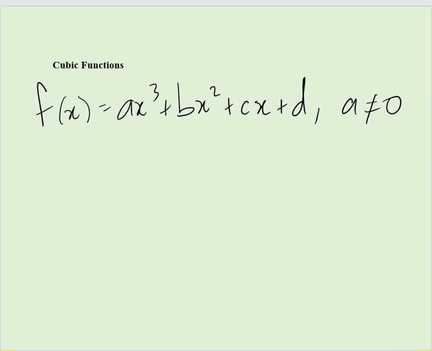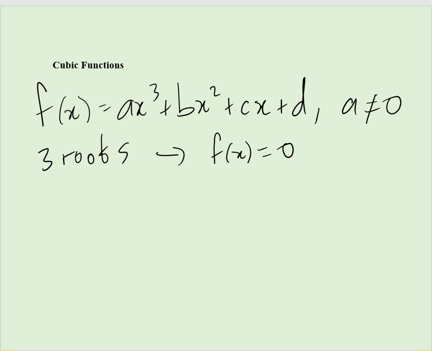Now because it's cubic, the highest power is 3, so there are 3 roots, or 3 solutions, to f of x equal to 0. Now if these roots are real, then that means there are 3 x-intercepts. So we'll be dealing with real values.